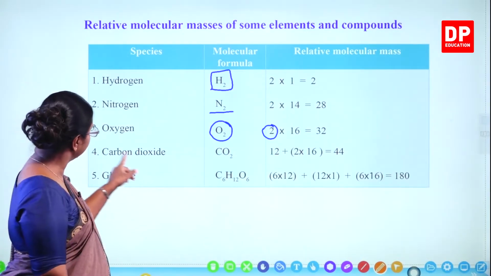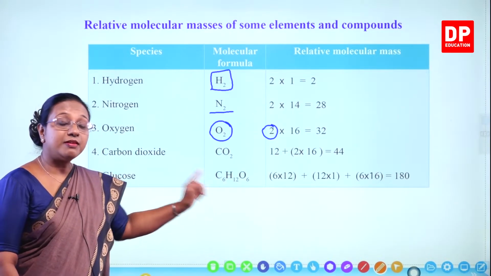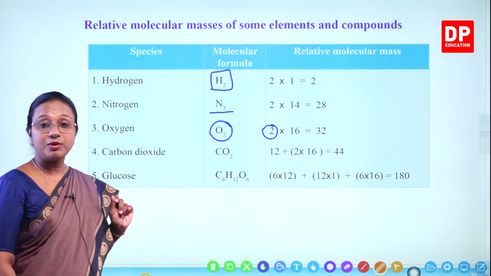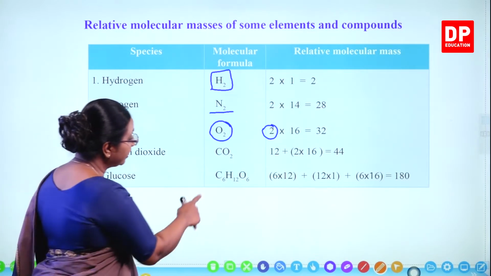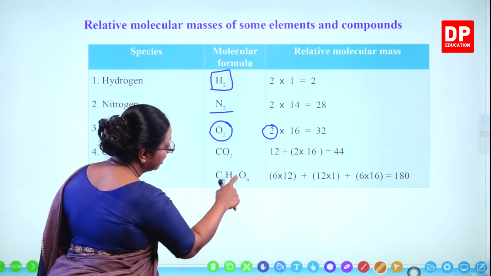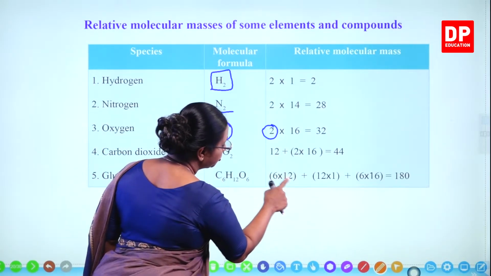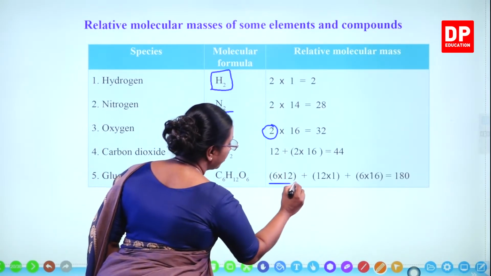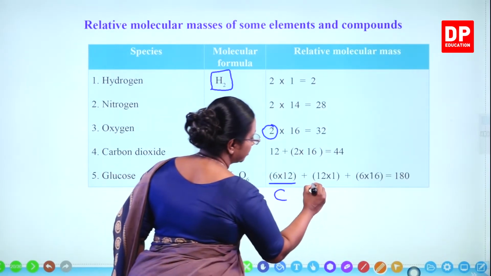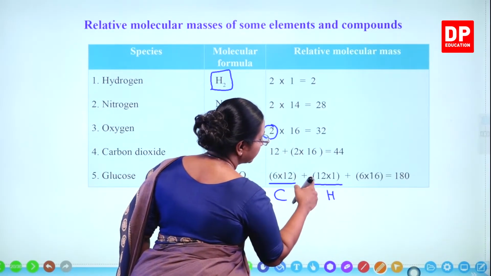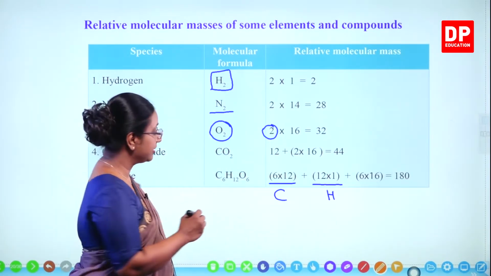Then we have the fifth one, glucose. I am sure you can remember the molecular formula of glucose. We have discussed this before. It's a monosaccharide, C6H12O6. So there are 6 carbons. 6 into 12. That is for carbon. Then there are 12 hydrogen. So this is for hydrogen. 12 times 1. Relative atomic mass of hydrogen is 1.